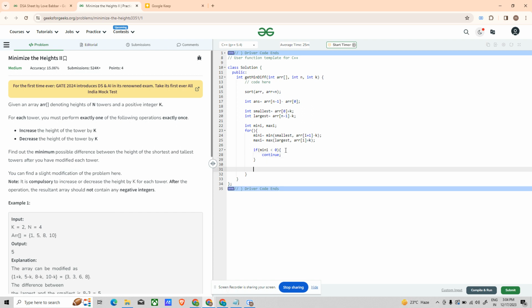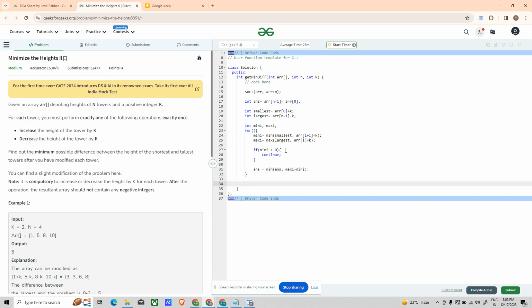Else, if the step is not skipped, that means minimum is greater than or equal to 0. We update our answer accordingly. We find the minimum of the existing answer and the maxi minus mini we obtained in the above steps. At last, after the loop is run, we just return the answer.